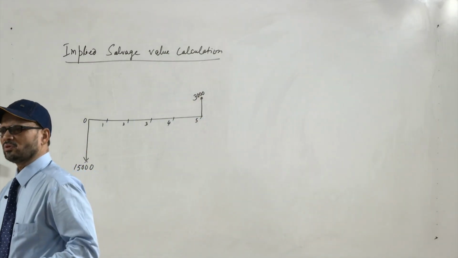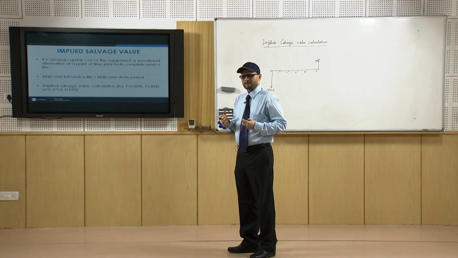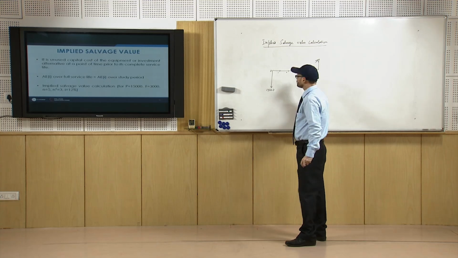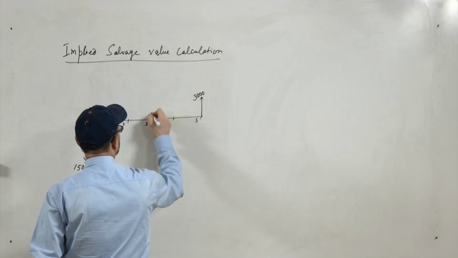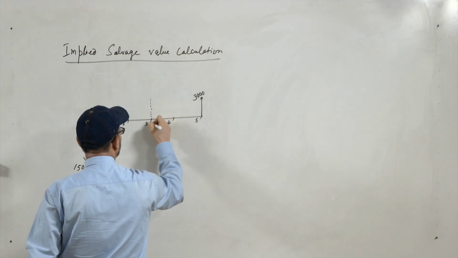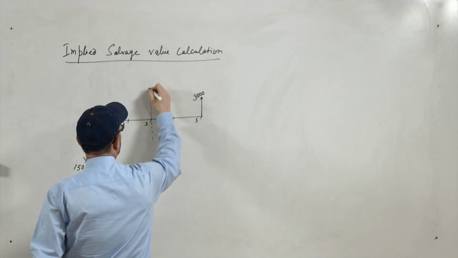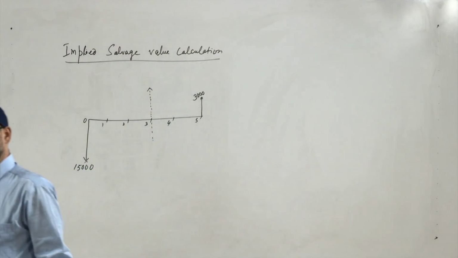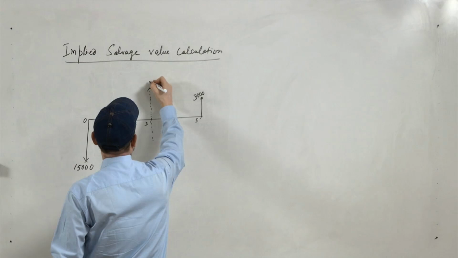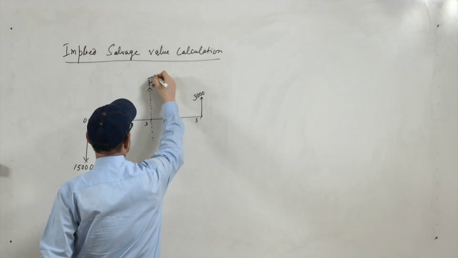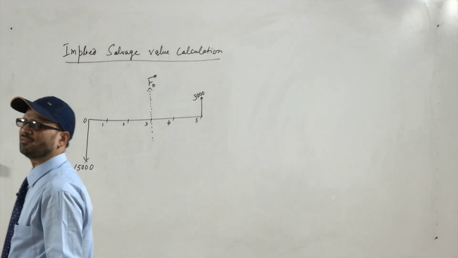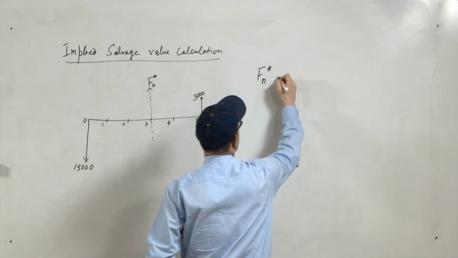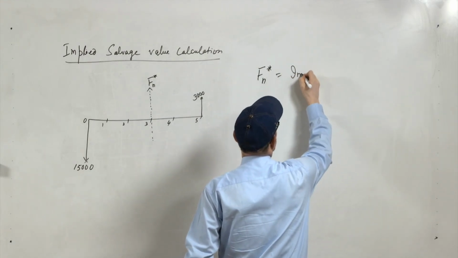Now, depending upon the study period, the equipment may be used only for 3 years. So, if the equipment is used for only 3 years, there must be a certain salvage value for the equipment, and this salvage value at the end of 3 years is known as the implied salvage value. So, Fn star is the implied salvage value.